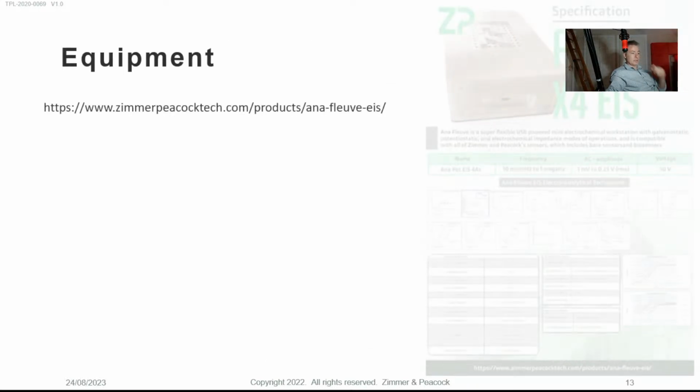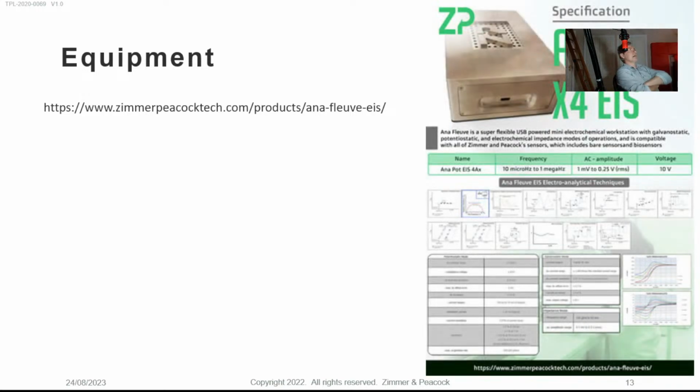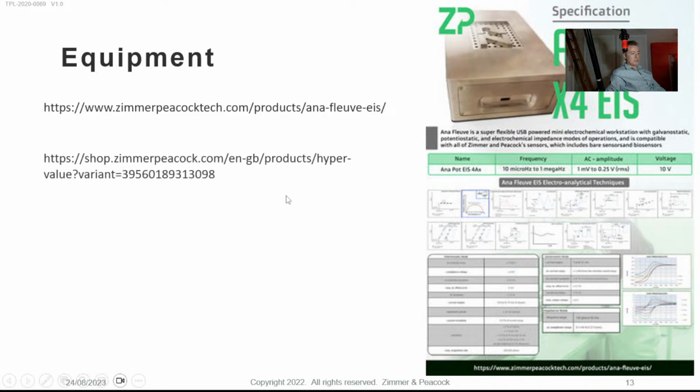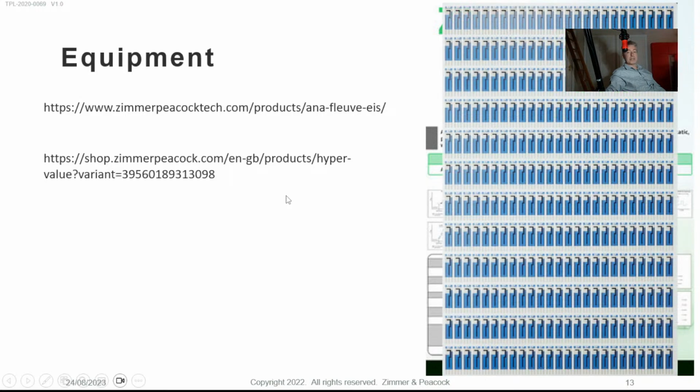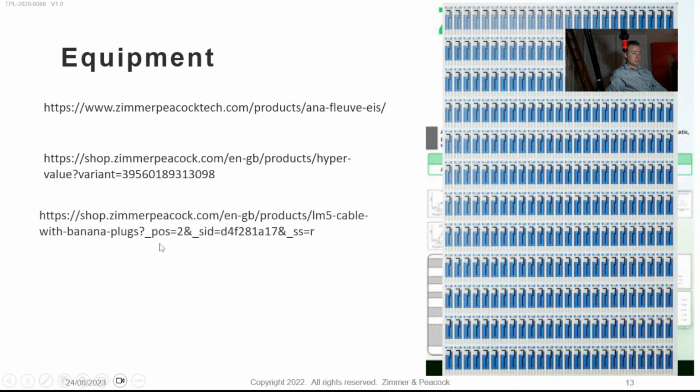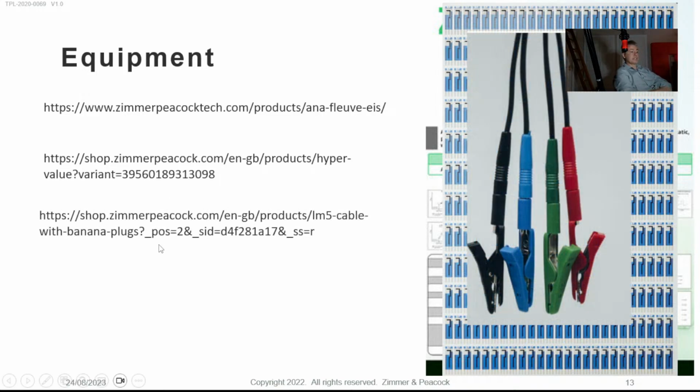In terms of equipment, you may need a potentiostat with EIS capability, electrochemical impedance spectroscopy. We just find EIS is super useful. You will need a sheet of these. This sheet is what we call perforated, so each electrode can be popped out. You will need a sheet of those. You will need a cable to go between the potentiostat.